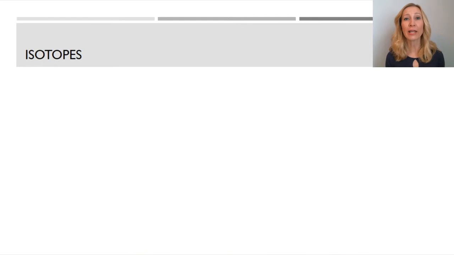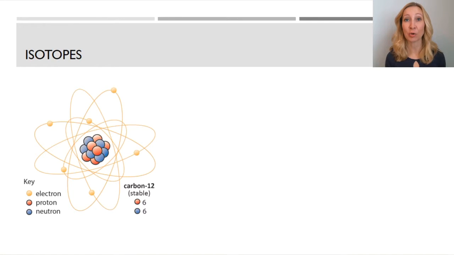So let's take a look at 3 different isotopes of carbon. So here we have isotope 1. This is carbon-12. And you'll notice that this carbon, of course, has 6 protons. All atoms of carbon have 6 protons. It has 6 electrons because it's neutral, same number of positives versus negatives. And this specific isotope of carbon has 6 neutrons.